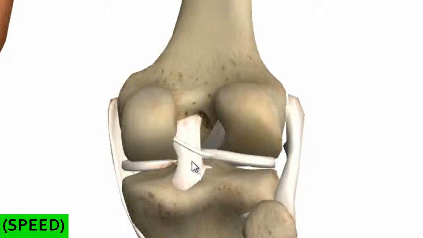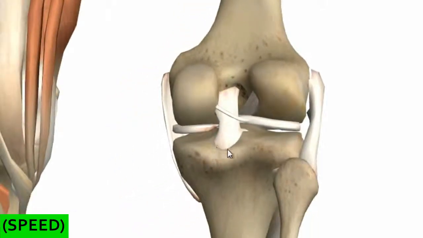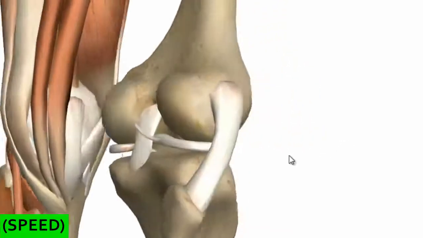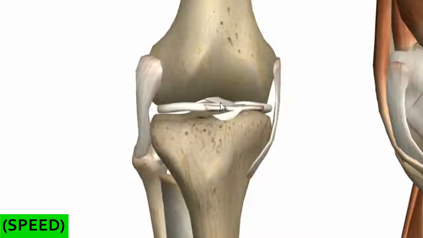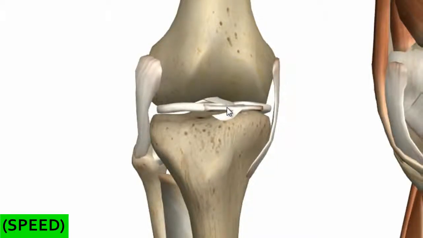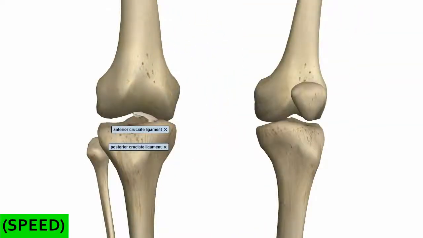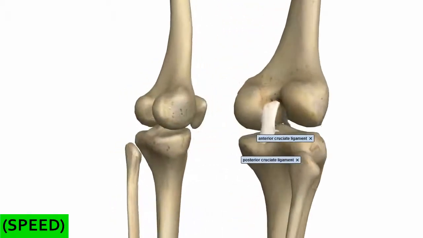So the posterior cruciate ligament is called posterior because it attaches posteriorly on the intercondylar region of the tibial plateau, and if I rotate the model anteriorly, the anterior ligament attaches anteriorly in the intercondylar region of the tibial plateau. So I've just isolated the ligaments so you can see them a bit more clearly now. So you can see how they cross over at the back here.